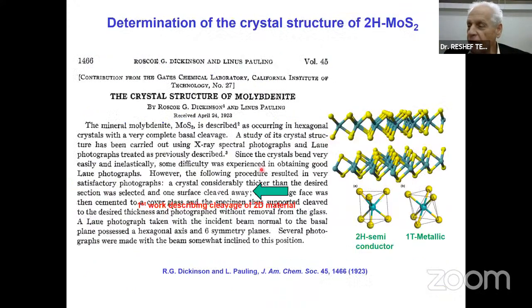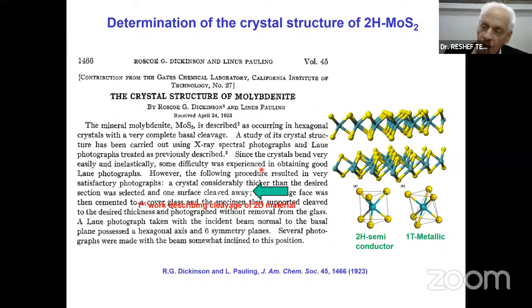So let me start by telling you a little bit about the history of 2D materials. Everybody talks now about 2D materials, but forgets that it has a long history. Actually, the history of 2D materials is at least 100 years that we know of. One of the early papers in this area is from Dickinson and Linus Pauling. Linus Pauling did his thesis on this. He published the first paper on molybdenum disulfide back in 1923, and he actually determined the structure of molybdenum disulfide.